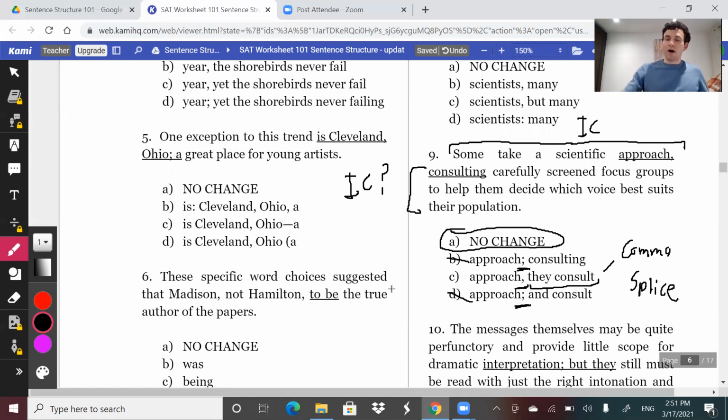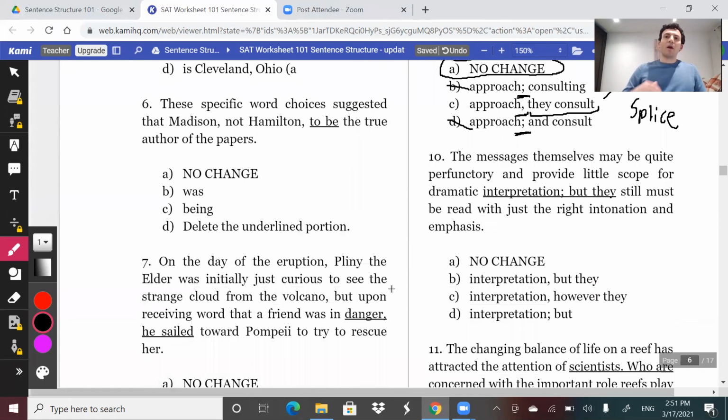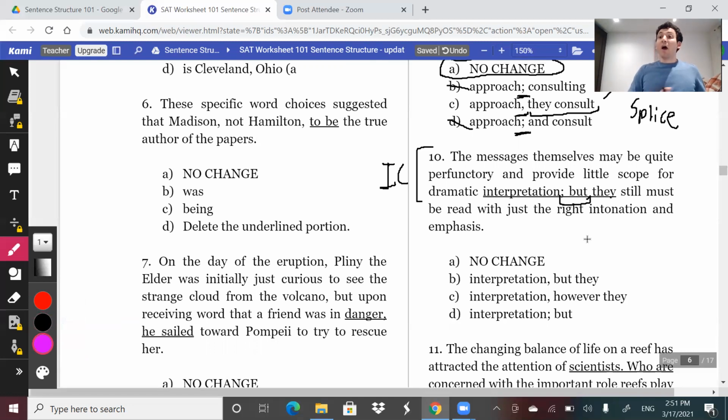Okay. One final problem, one bonus problem. We'll do number 10. The messages themselves may be quite perfunctory and provide little scope for dramatic interpretation. That is an independent clause. We have a subject, a verb, and we complete the idea. Semicolon, but immediately if you have a semicolon with one of your fanboys or coordinating conjunctions, it's automatically wrong. Fanboys only work with commas. They don't work with semicolons. If you're going to use a semicolon, you'd have a word like however or nonetheless, a conjunctive adverb. So A is already gone.